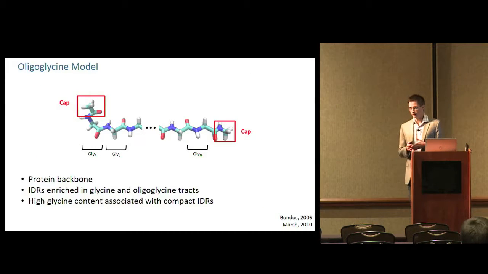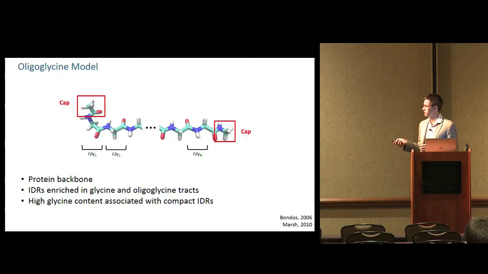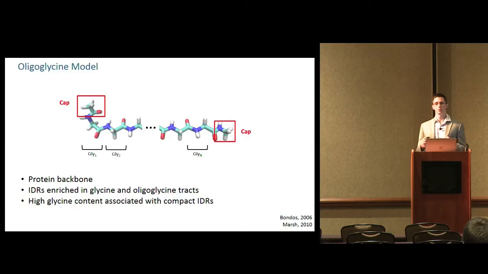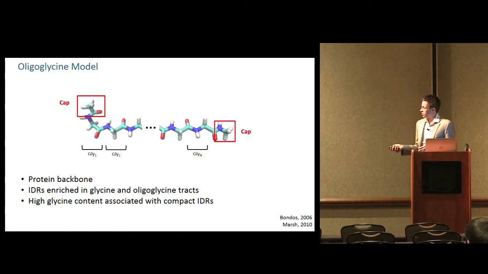And so to start to elucidate some of these mechanisms and better understand them, we're going to use oligoglycine as a model. This is a polypeptide composed of only glycine amino acids. We're going to be looking at various different lengths of oligoglycine. This is the protein backbone. It doesn't have a bulky, complicated side group. IDRs are enriched in glycine, as well as oligoglycine tracts. The longest oligoglycine tract I've seen in a protein sequence is Gly25. And a high glycine content has also been associated with more compact IDRs.